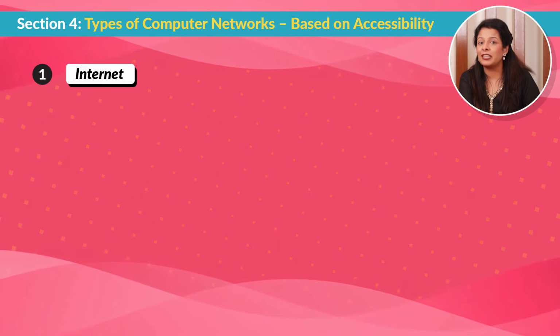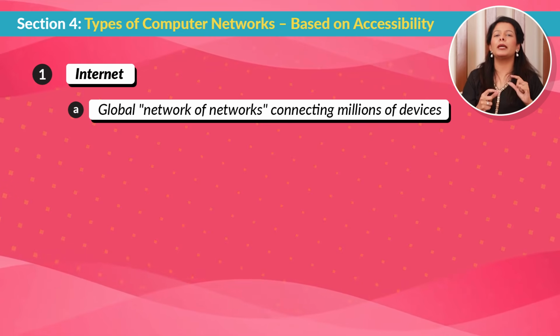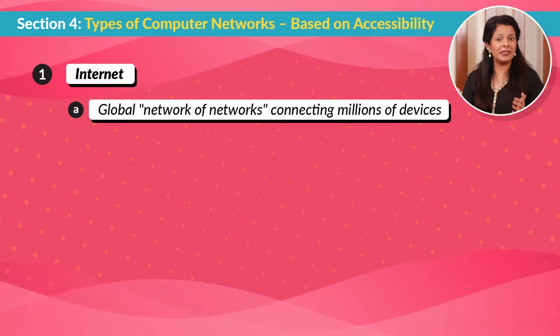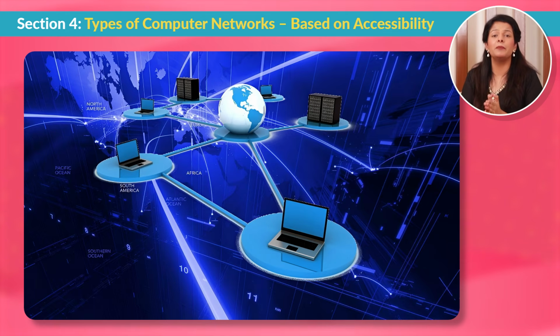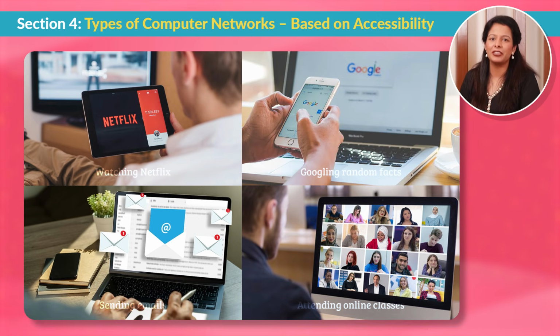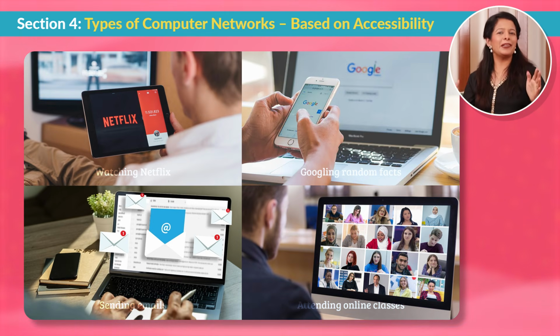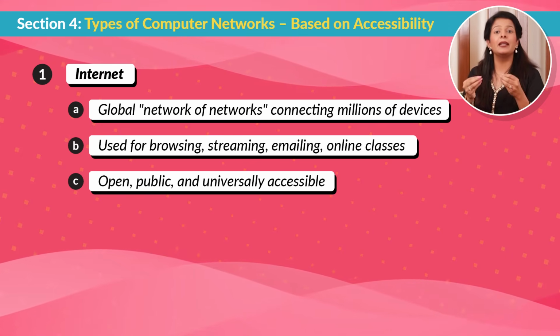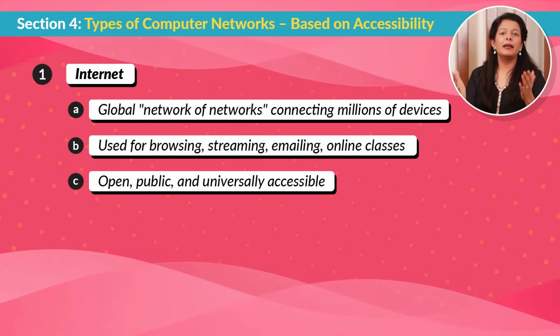Firstly, we have the Internet. Famously called the network of networks, the Internet is the big boss of all networks. It's a global system that connects millions of devices from laptops and smartphones to servers and satellites. Whether you're watching Netflix, Googling random facts, sending emails, or attending online classes, you're using the internet. It's open to everyone, everywhere, and it's the largest network you use every single day.